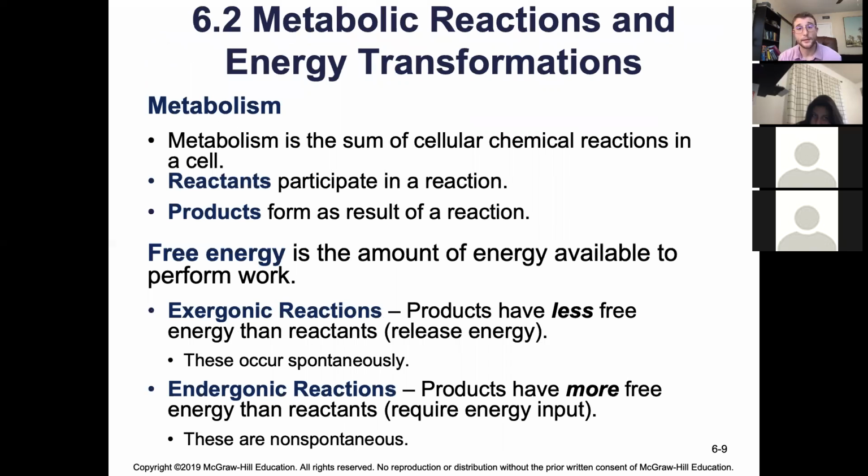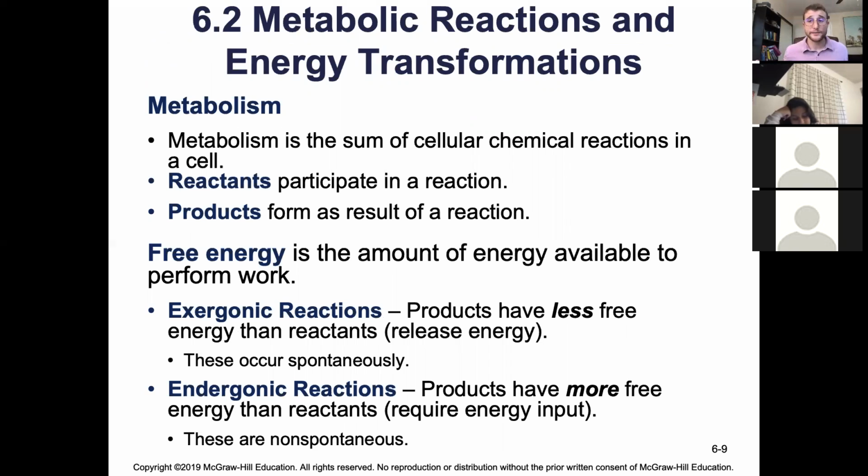All right, so let's talk about metabolism. Real quick, does anyone have any questions about potential energy, kinetic energy, work, thermodynamics, any of that? Entropy? No? Okay, cool.